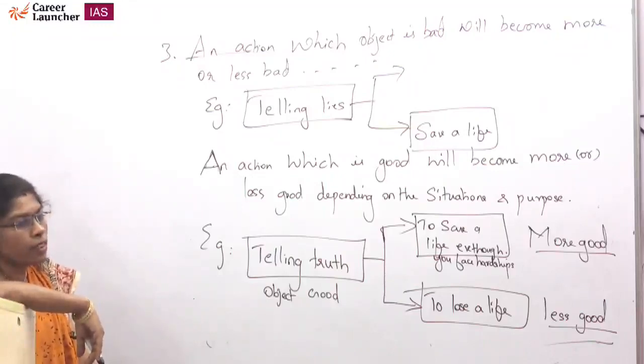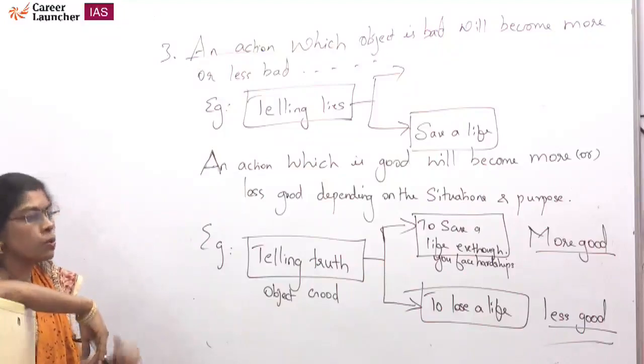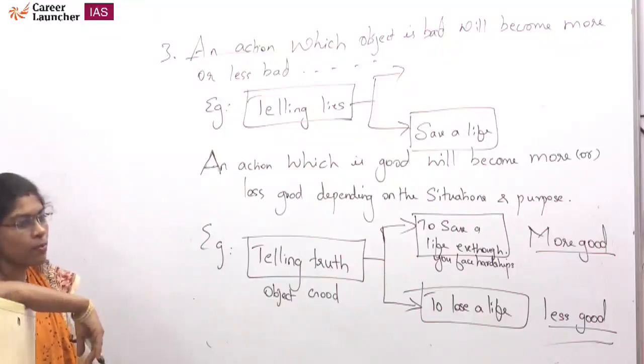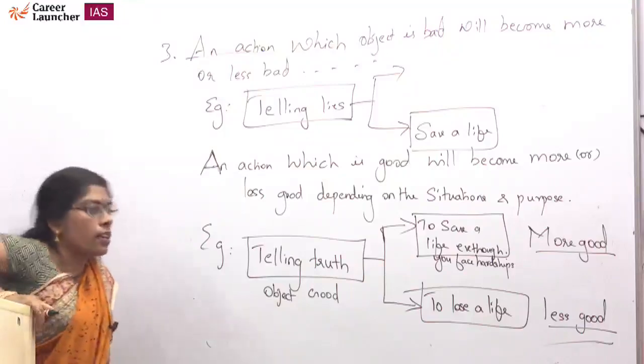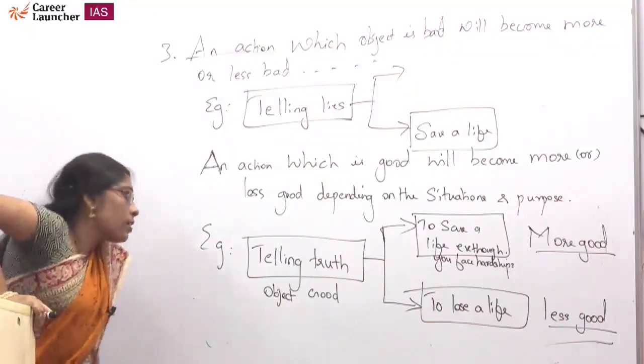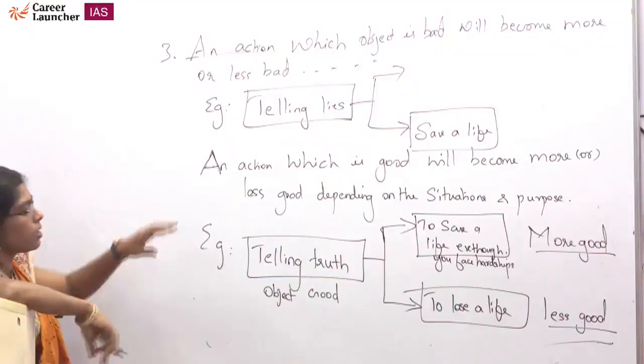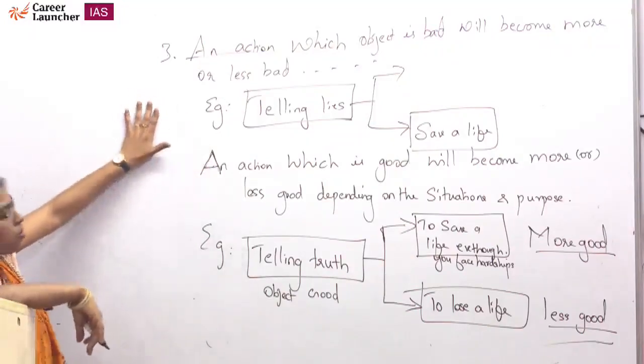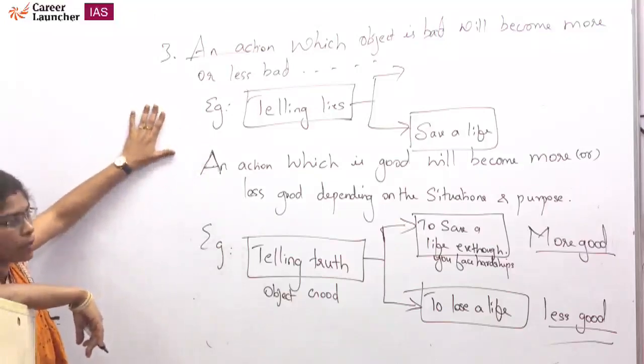I want to save them. Yeah, you want to save them, but you don't know who they are. But no, I know them. Okay, then you want to tell a lie. Okay, then we'll take it like that. It's okay, now we will consider this example, but in future don't use this type of example, even in exams, I'm telling you.